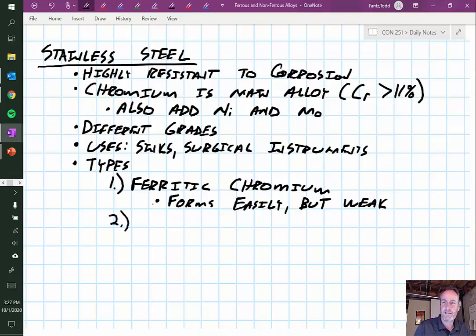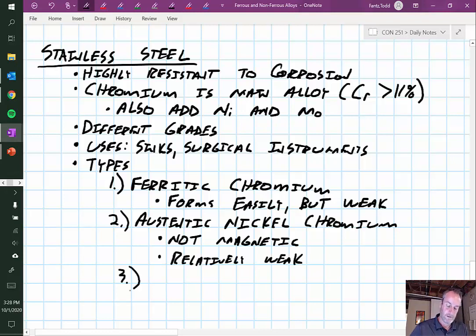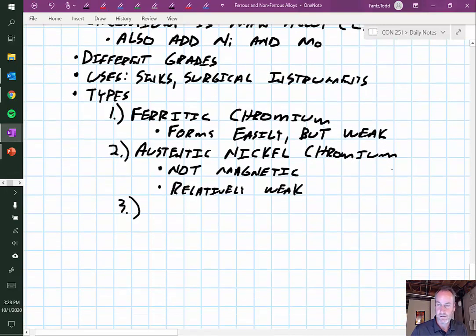The second one is austenitic nickel chromium. And if I mispronounce the austenitic, because I think that's how you pronounce it, don't hold me to it. But let's see, some key things about this is that this is one that is non-magnetic, and also it is relatively weak. So not as weak as the ferritic chromium, but still weak on its own accord.